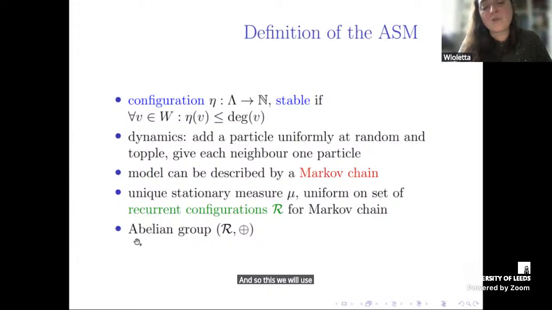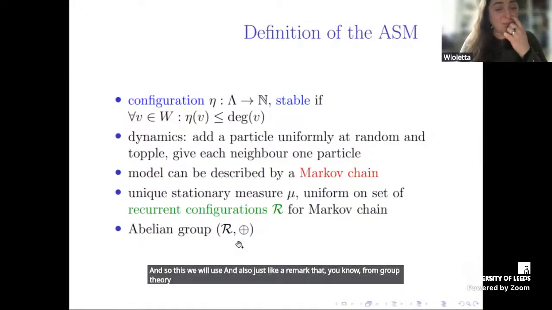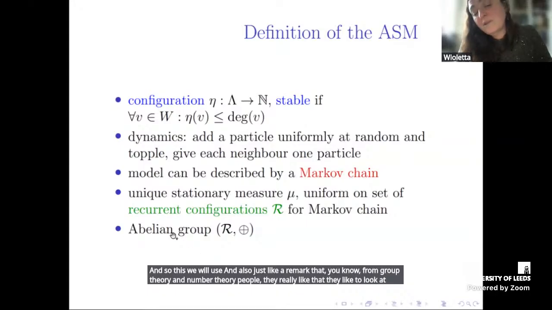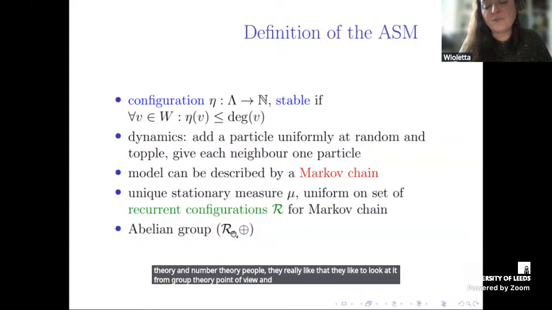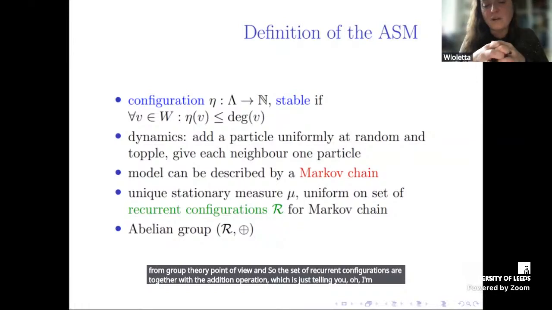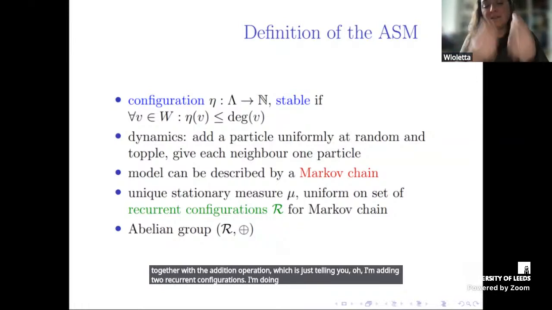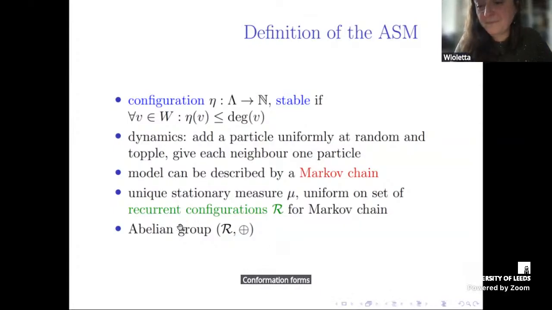Also, just a remark: people from group theory and number theory really like to look at it from the group theory point of view. The set of recurrent configurations, together with the addition operation, where I add two recurrent configurations, do the toppling, and get another recurrent configuration, forms an abelian group.